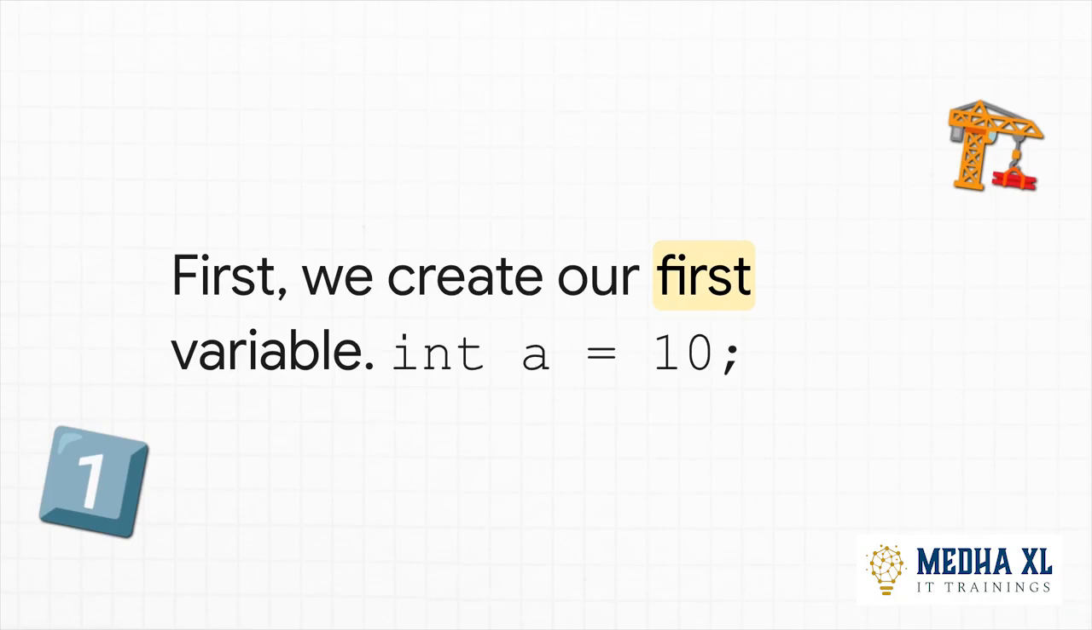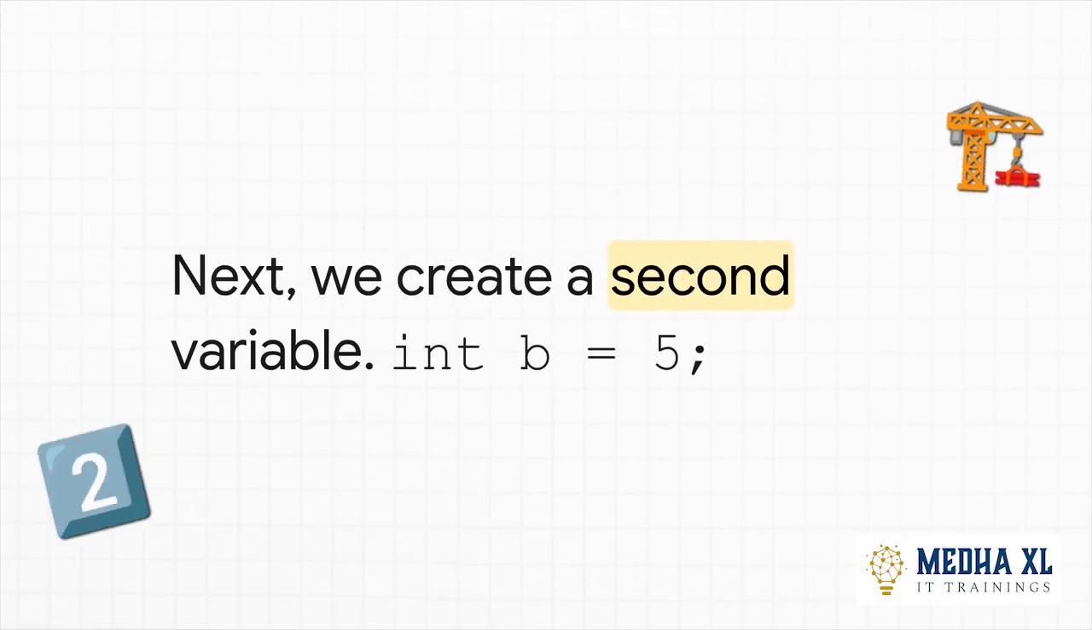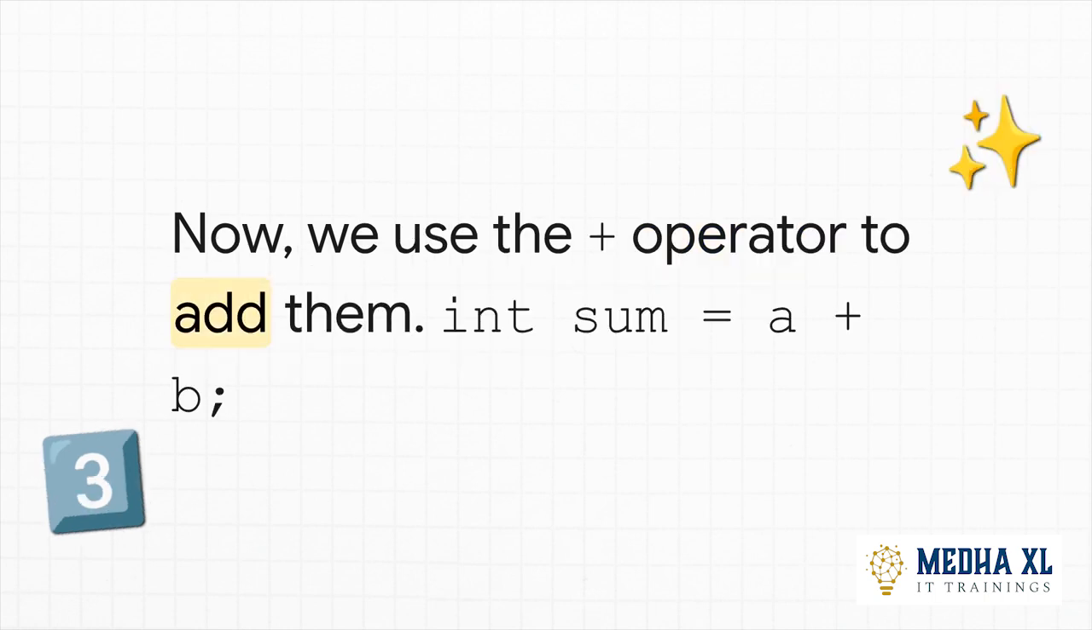You know what? Let's see this in action and build a tiny program together. First, just like you see here, we declare our first variable, an integer named a, and we give it the value 10. Next up, we'll create a second one, an integer we'll call b, with a value of 5. Okay, now we have our two boxes with numbers in them. And here is where the magic happens. We use the addition operator, that little plus sign, to combine the values from a and b, and then we store the result in a brand new variable called sum.